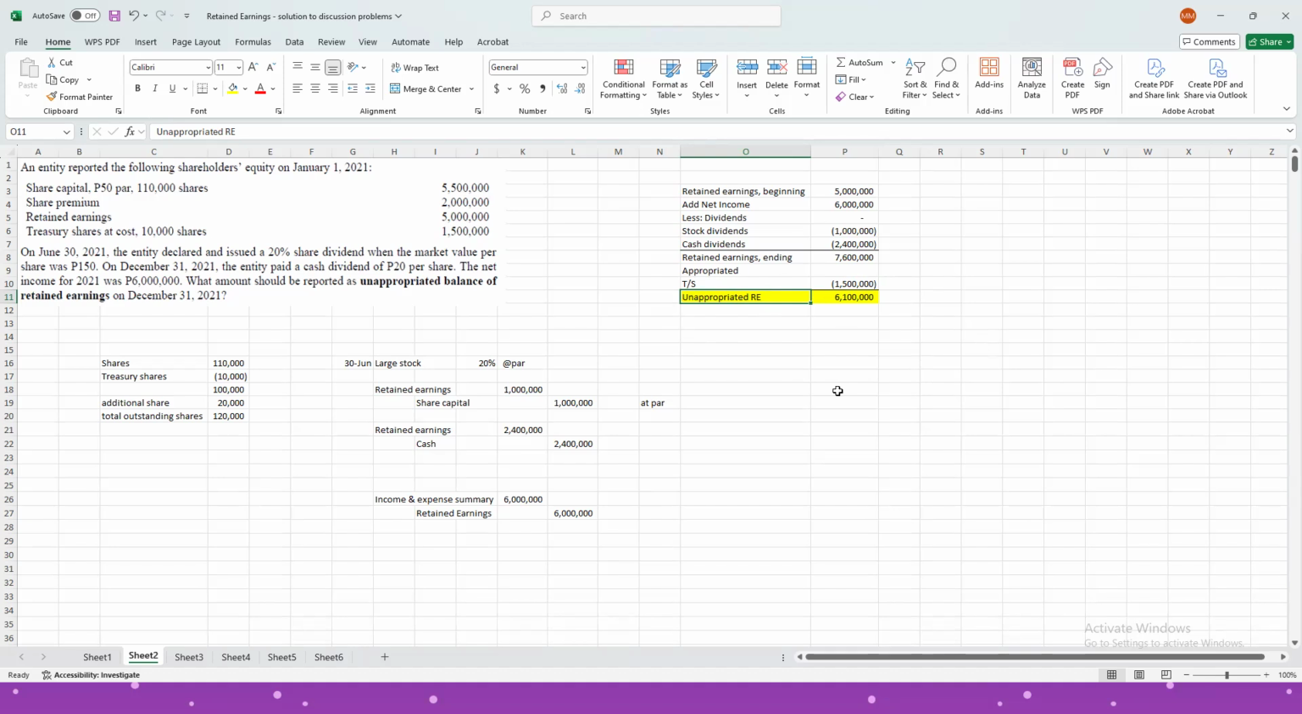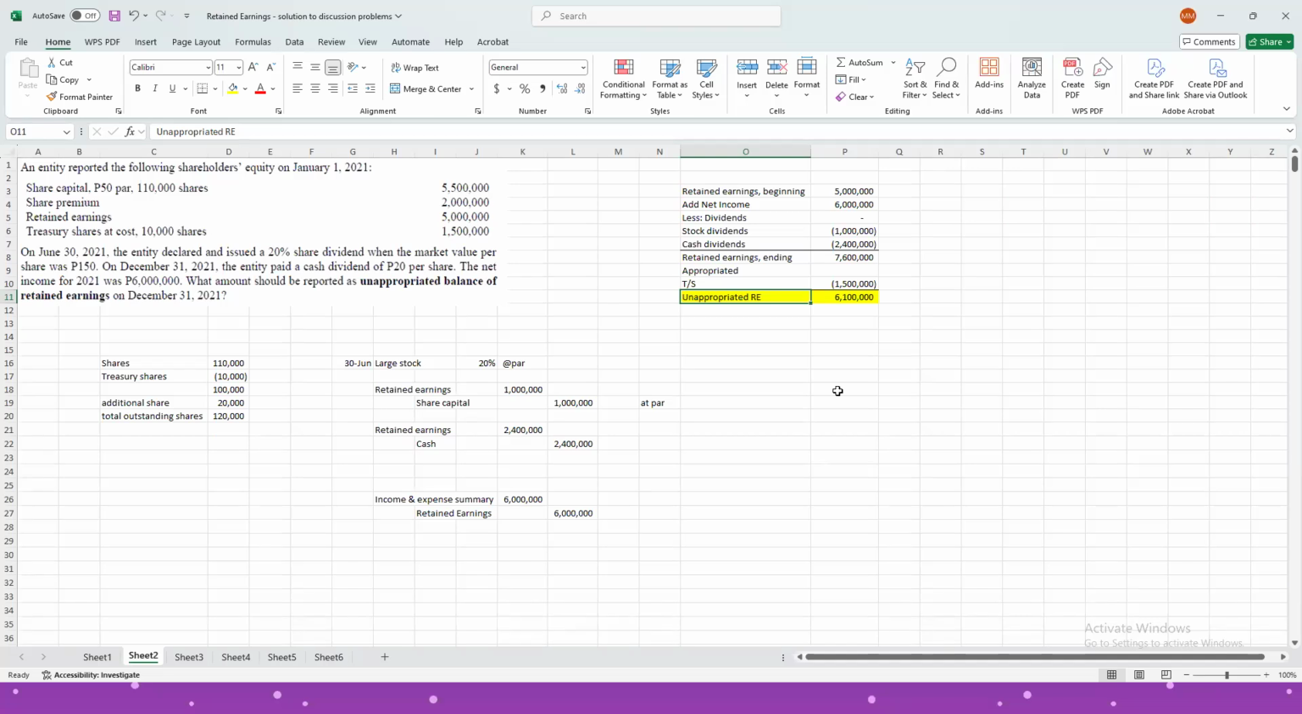Siguro, for this problem, what we need to reiterate is the need to calculate the total outstanding shares. So please be careful with that.